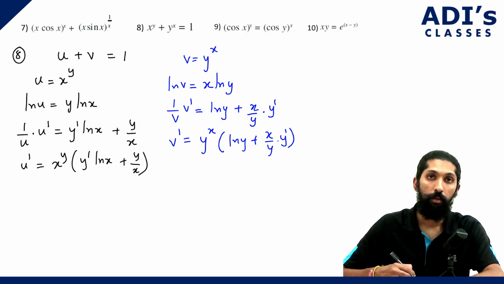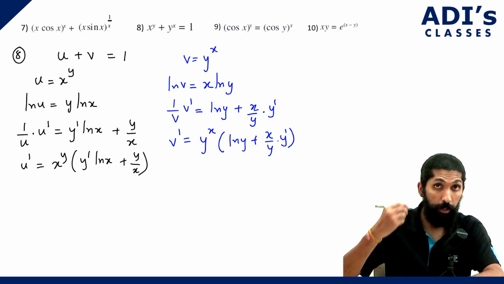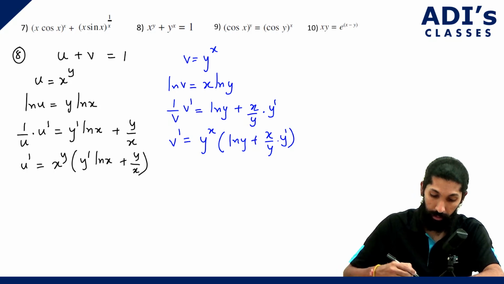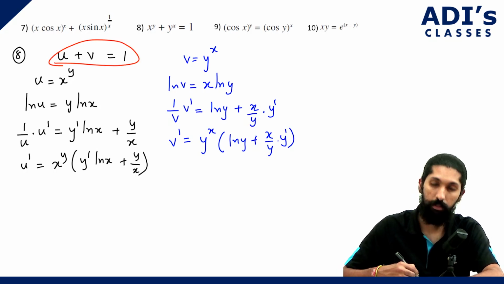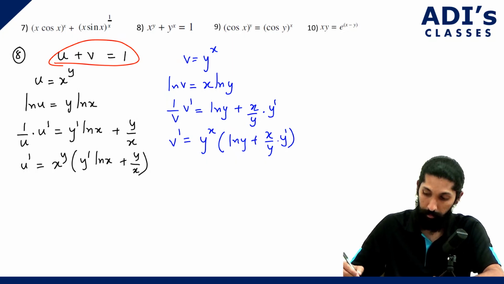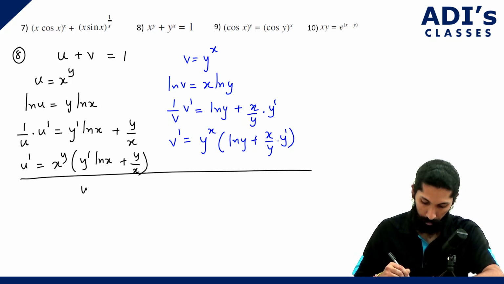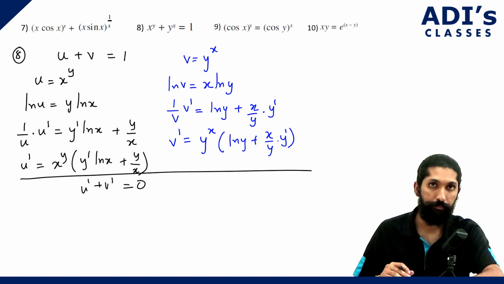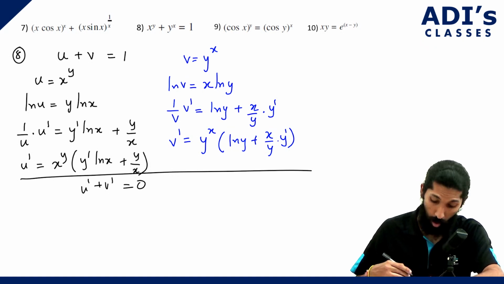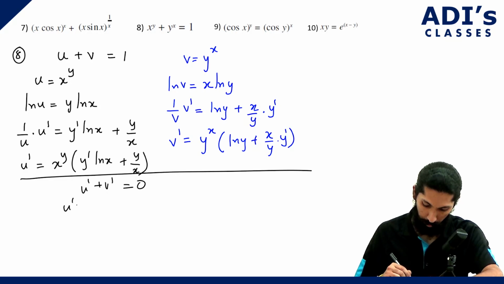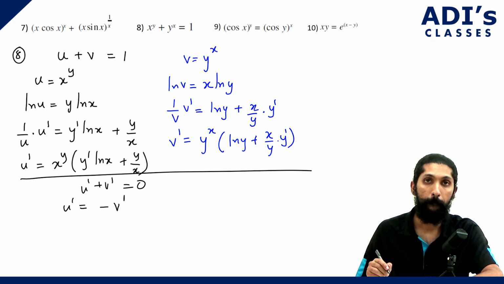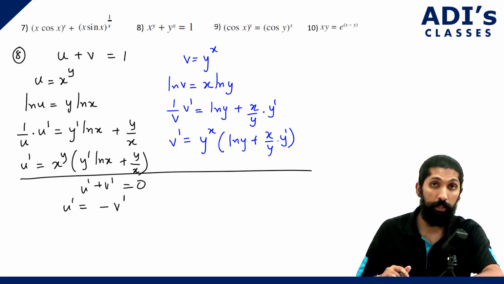Now when you differentiate, when I say differentiate, you're trying to differentiate this. RHS is going to be 0. Make sense? That means if I write u dash plus v dash is equal to 0, isn't it? Or you can say that u dash is equal to minus v dash, isn't it? Now we are going to equate these two with a negative sign. Fair enough?